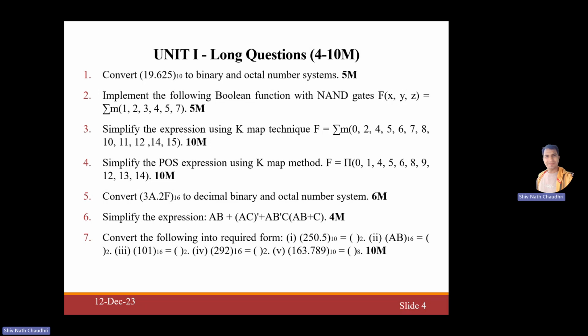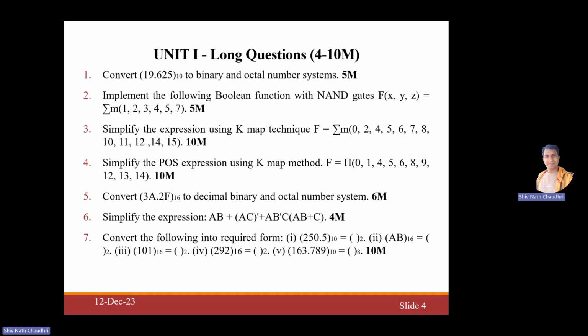The fifth question is also regarding number system, hexadecimal to decimal, binary, and octal. The sixth question: simplify the expression. This time it is not mentioned how, so you have to simplify this expression using K-map or Boolean algebra. Because it is not clearly mentioned, you have both options.